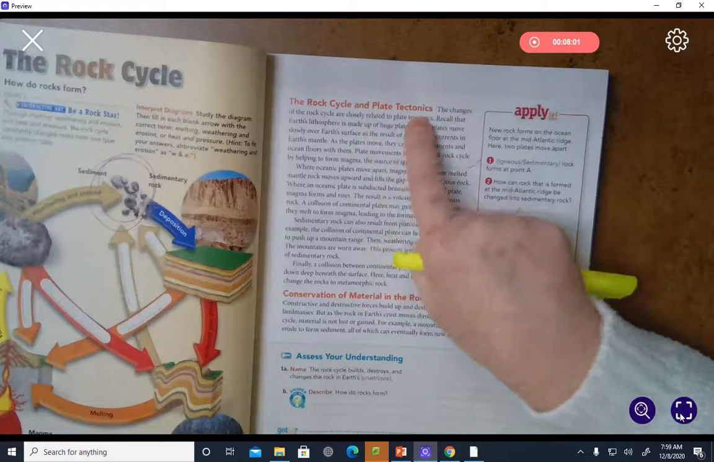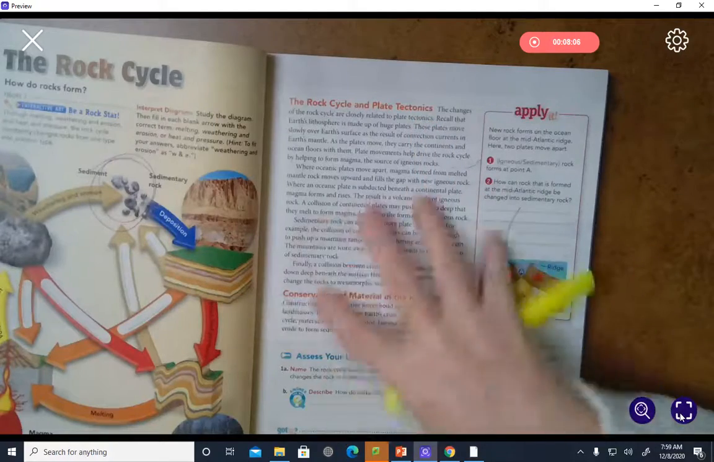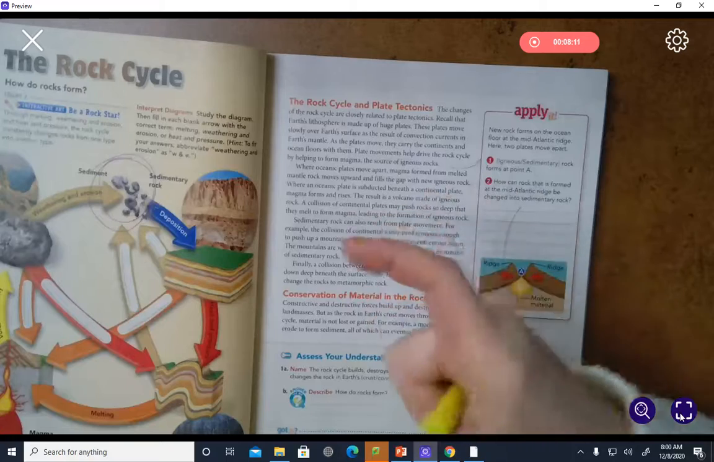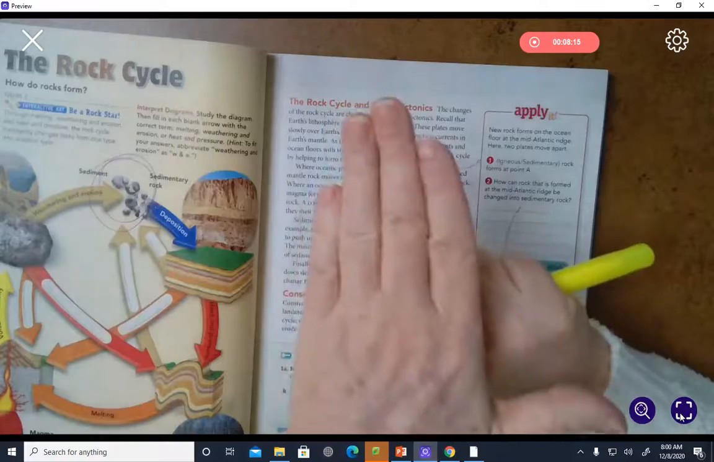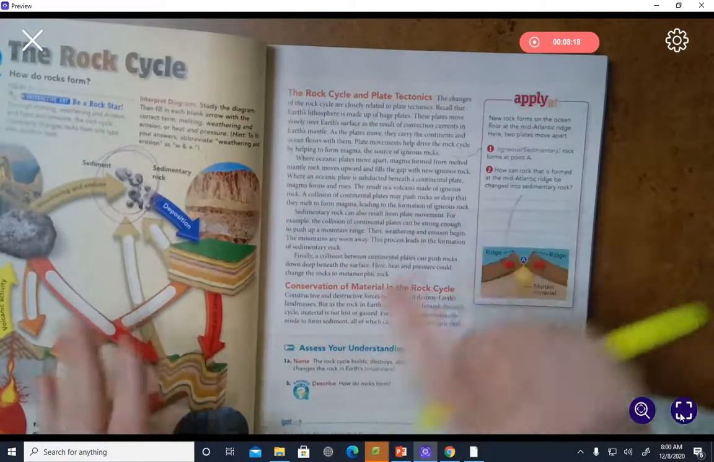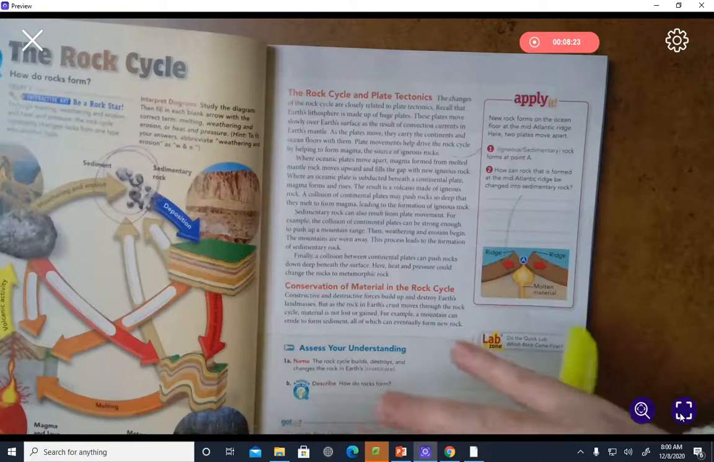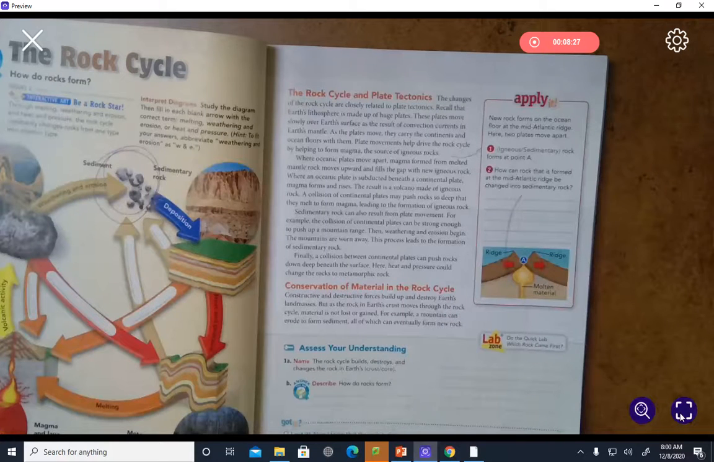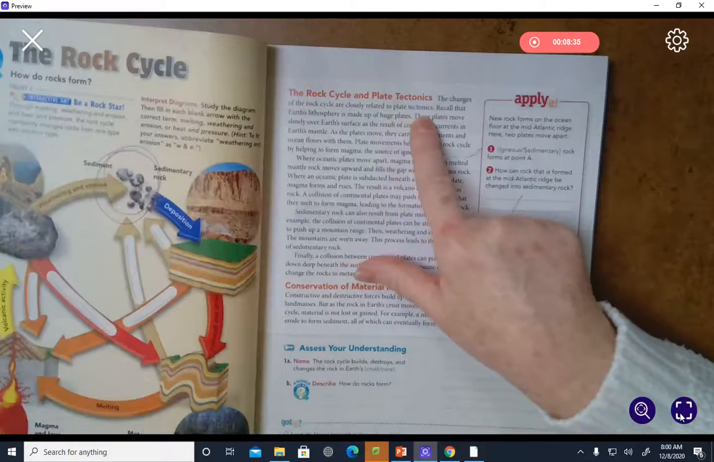You heard me mention that the Earth's crust is like, if you can imagine, a bunch of graham crackers on a layer of chocolate pudding. And maybe it's like this much chocolate pudding, like this, and the graham crackers on top, and you were running around, those graham crackers would move a little bit, they would bump into each other, they would crumble, one might push another one up, and that's sort of what's going on with the Earth's crust. The changes of the rock cycle are closely related to plate tectonics.